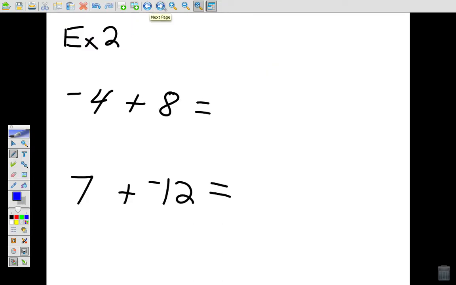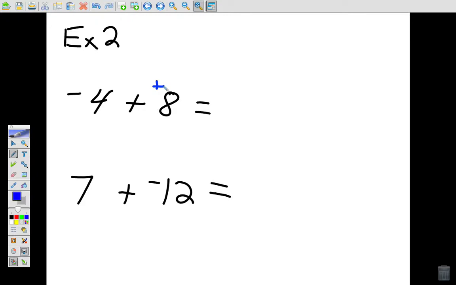Example 2. Now, notice that I have, in this first one, a negative 4 plus 8. Or in other words, I could even add a little positive sign there, right? Because when there's not a sign there, we know it's a positive number. So is this rule number 1 or is this rule number 2? It's rule number 2 because you have a negative and a positive here, right? I'm adding a negative number and a positive.